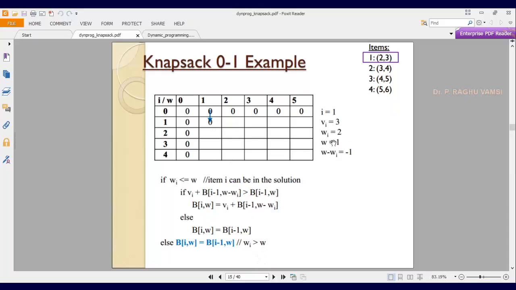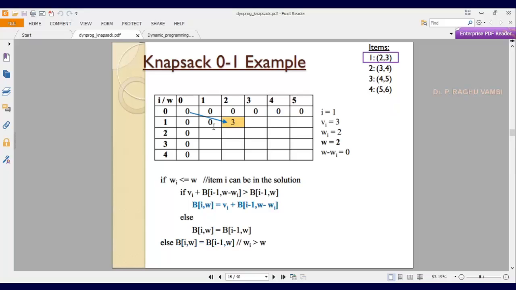The reason is that the corresponding item cannot be fitted into weight 1, because the item's weight is 2. We cannot do it, so we cannot calculate any benefit out of this. So we directly take the previous benefit, the same benefit that is there. The reason is we are working on the principle of optimality. So we take the previous item's corresponding weight benefit, and the same benefit we consider if we are unable to fit the particular item in the cell. So this is the first step.